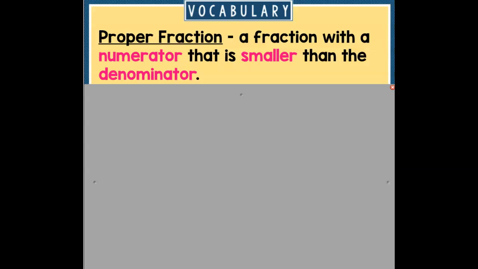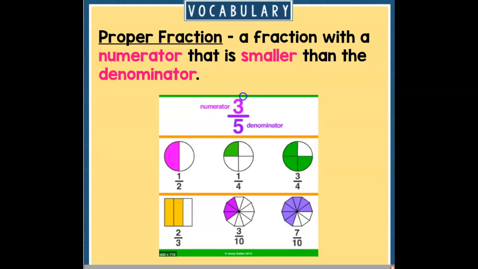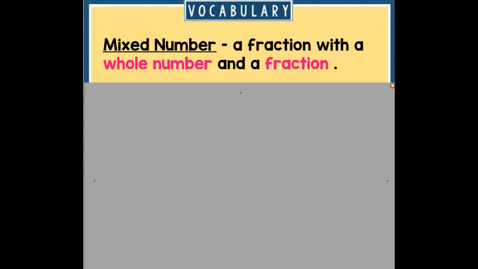One way we can name a number is by calling it in its proper fraction form. And remember, that's a fraction with a numerator that is smaller than the denominator. So these would all be examples of a proper fraction because the numerator is smaller than the denominator.